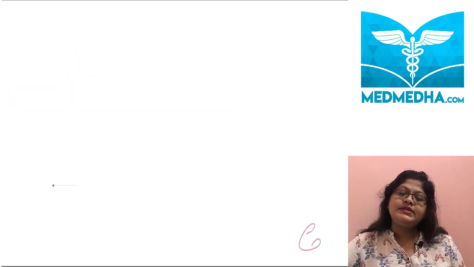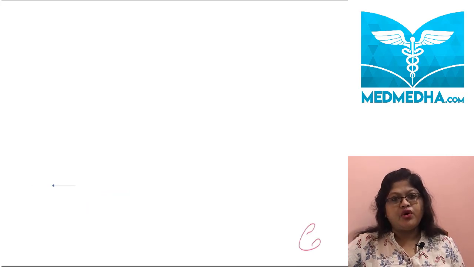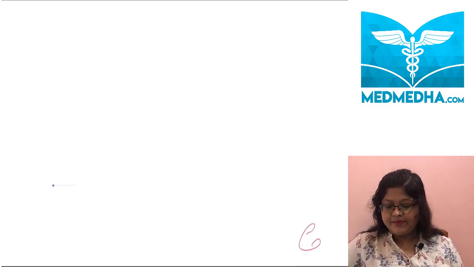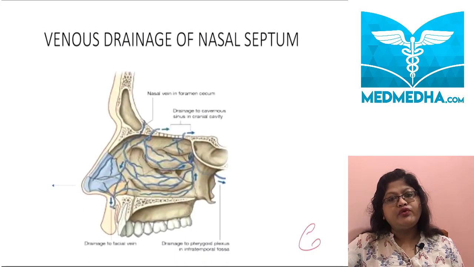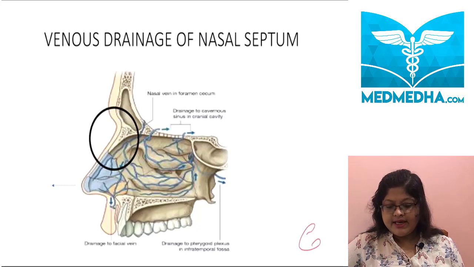So we start off with the venous drainage of the medial wall of nasal cavity, which is known as nasal septum. Now here we see that this is the nasal septum, where again we divide it into 4 quadrants. In the anterosuperior quadrant, the venous drainage is done by superior ophthalmic vein.